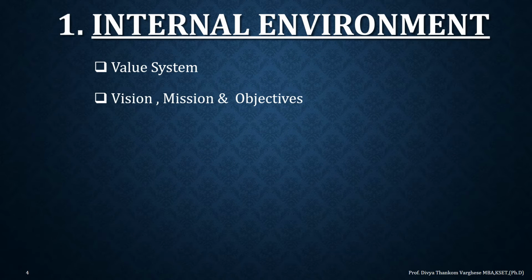The second one is about vision, mission, and objectives. The objective of all firms is assumed to be maximization of long-run profit, but mission is different from this narrow objective of profit maximization. Mission is defined as the overall purpose or reason for its existence, which guides and influences its business decisions and economic activities.